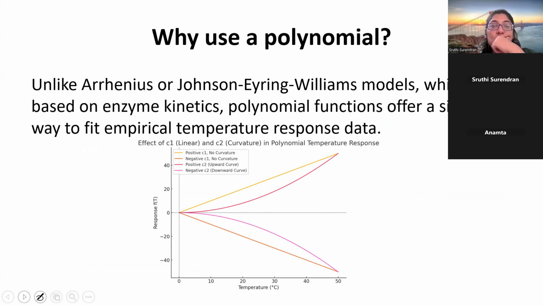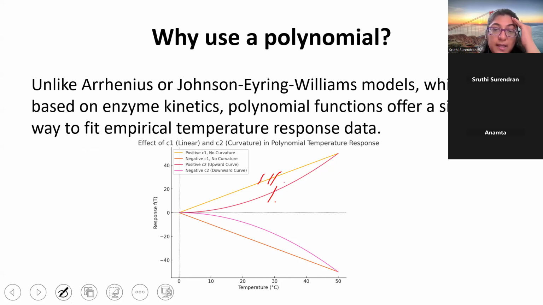Unlike the Arrhenius and Johnson-Eyring-Williams models, which are both enzyme kinetic based models, polynomial functions offer a simpler empirical fit to temperature data. So this function can be represented as a function of temperature using the first order coefficient, which is the linear term, and also the second order coefficient, which considers the variation of the function with respect to temperature in a non-linear manner.